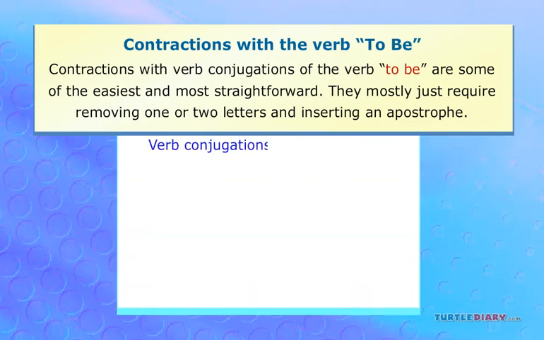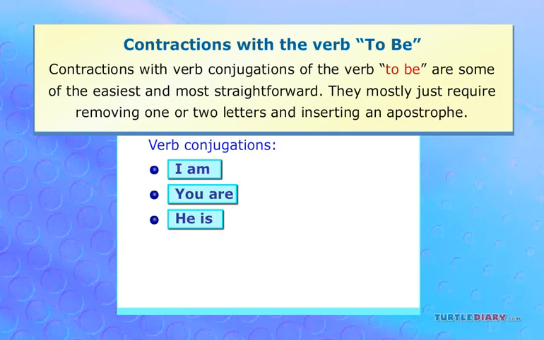Verb conjugations. I am. You are. He is. She is. We are. They are.